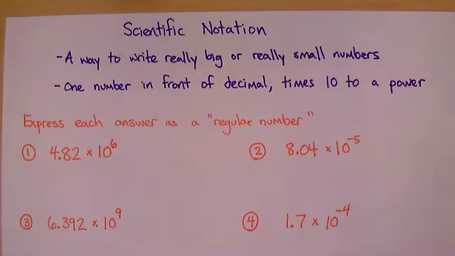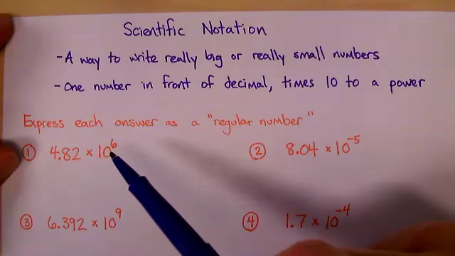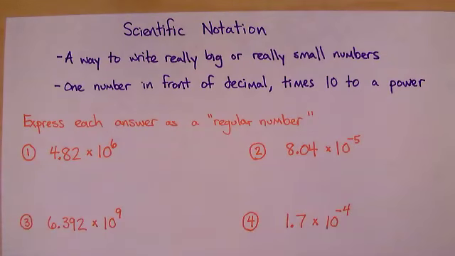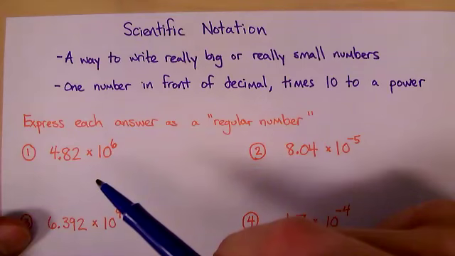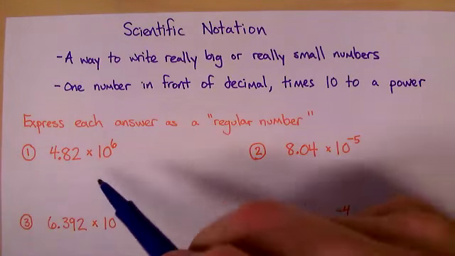So, when you're doing scientific notation, you guys have probably seen this before, you want to only have one number in front of your decimal, and it's always going to be times 10 with some exponent on the 10. This is related to properties of exponents, which is why we cover it at this point in the year. So the first thing we're going to do is take these scientific notation numbers and write them as a regular number, called standard form. And it's actually really not that bad to do.